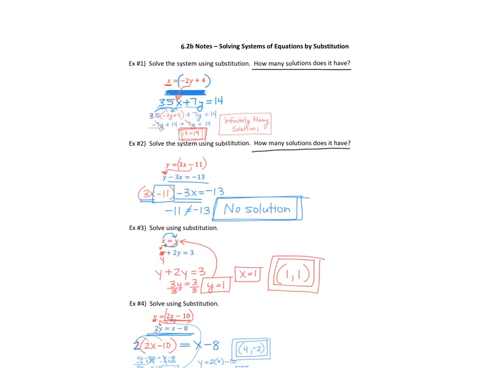Okay, so that is what you're doing for today. Very similar to what we did yesterday. Just keep in mind, if your answer comes out to like 17 equals 17, and there is no variable, that is infinitely many solutions. If your answer comes out to 19 equals 18, which is not true, then that would be no solution. So if your variables go away, it's one of these two: infinitely many or no solution.